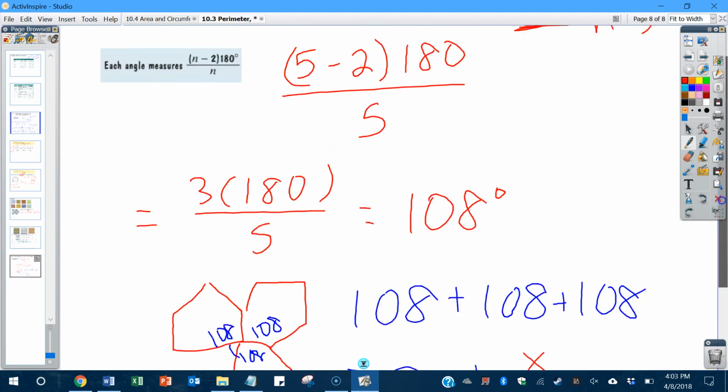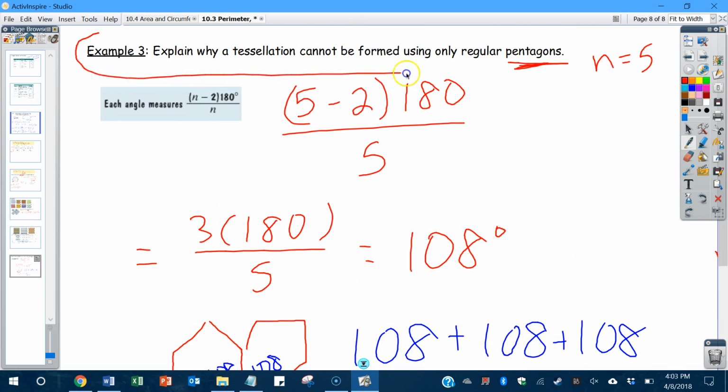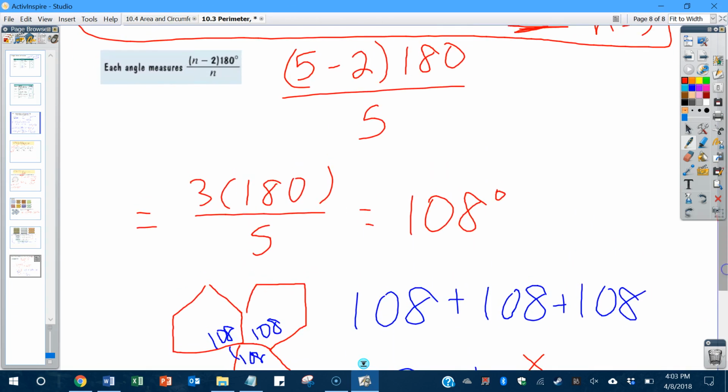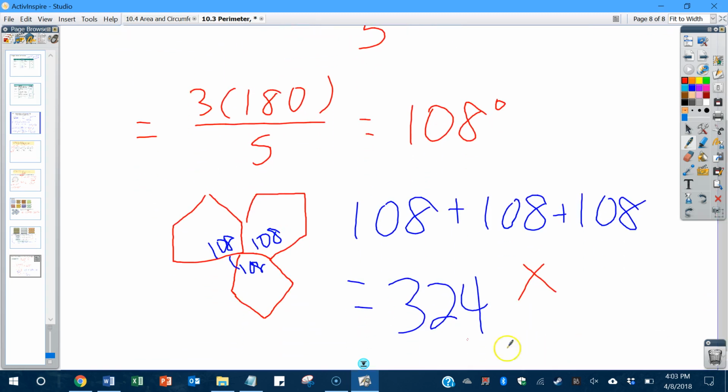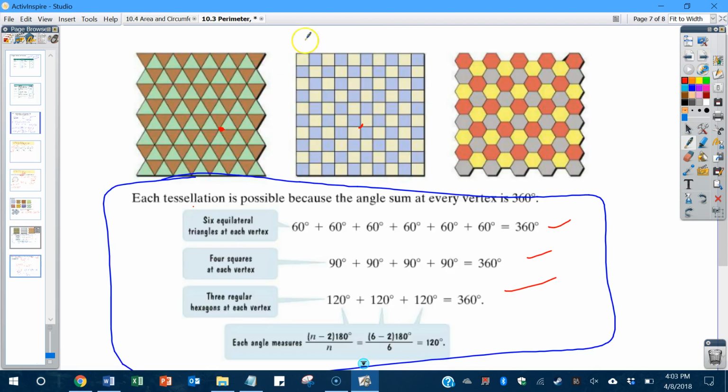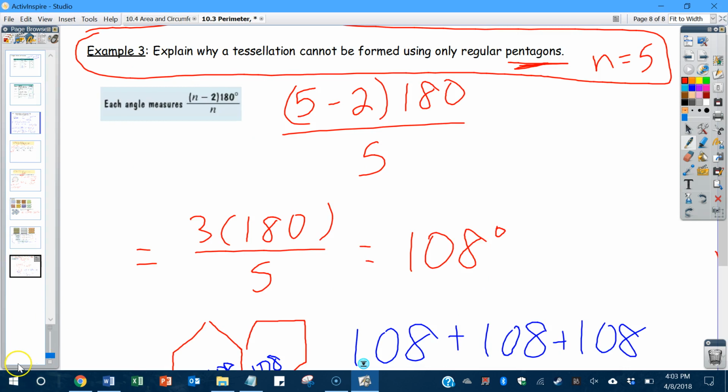And so if given a question like this, explain why you can't make a tessellation with a certain regular figure, you would use this formula to find the measures of each angle, and then you would show that you can't add enough of those together to get 360. You either come up short or you're going to be above it. You're just not going to be perfect like in these examples where you added them up and you got 360. So that's how I would explain that.